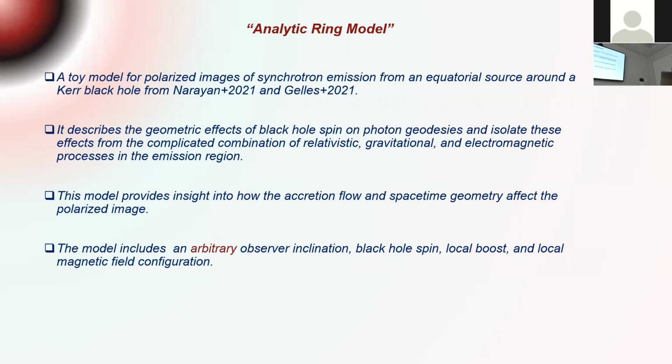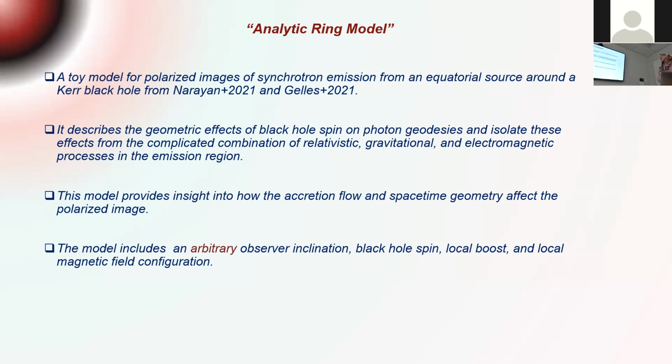They consider some effects, for example, the effect of the black hole spin on the photon geodesics, and isolate them from other complicated sources of effects like relativistic gravitational and electromagnetic processes. Then they try to use that to get some insight into the accretion flow and space-time geometry. More importantly, in their toy model, they assume an arbitrary observer inclination, black hole spin, local boost, and local magnetic field.